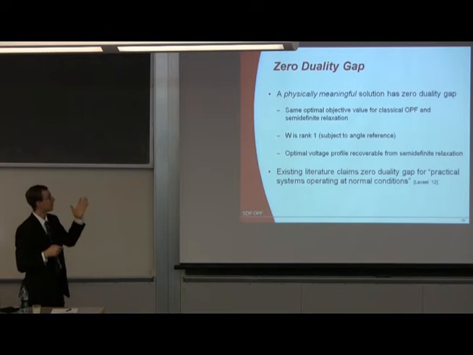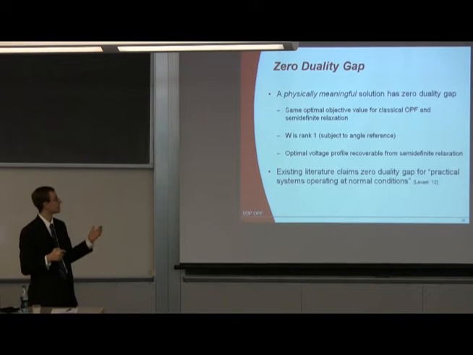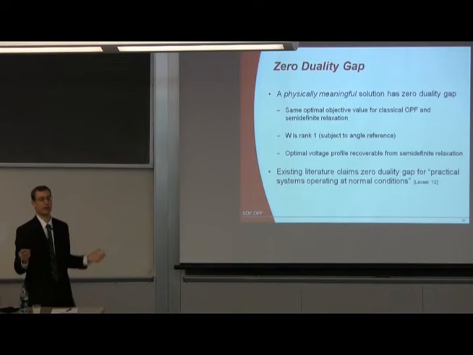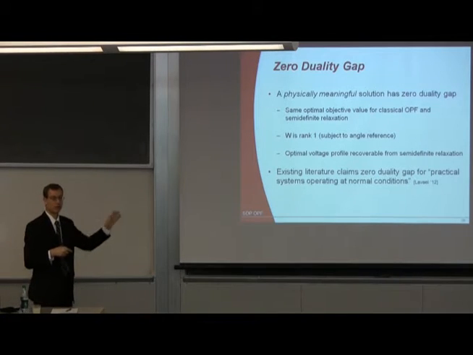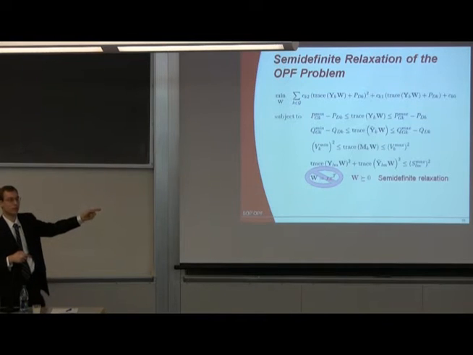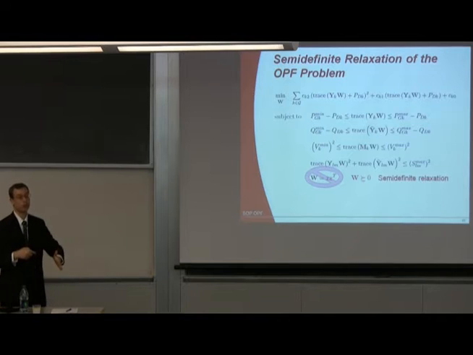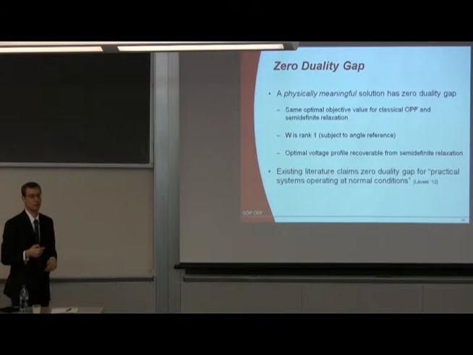So as I mentioned, we say a solution is physically meaningful, in other words, the relaxation is tight, if it has this zero duality gap. Those are all kind of synonyms. And this occurs if the resulting solution to the semi-definite relaxation has a rank one W. We don't enforce this constraint, but if it's true, then our relaxation is tight.